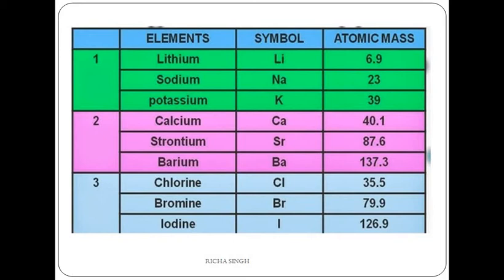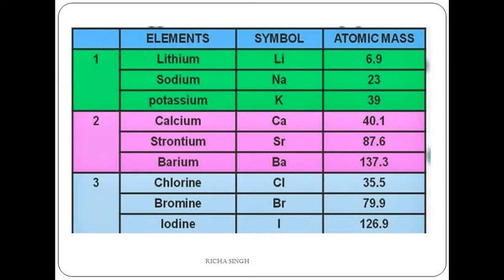Same way, the atomic mass of calcium is 40 and the atomic mass of barium is 137. If you add them and take the average of both, you will get around 87.6. That is the atomic mass of strontium. Same way he did for chlorine, bromine and iodine also.